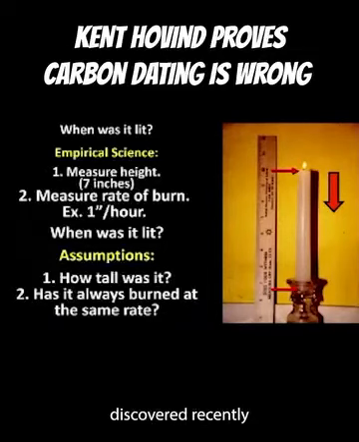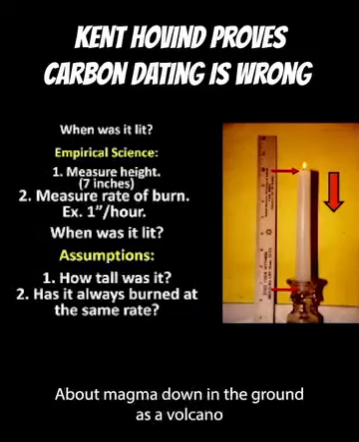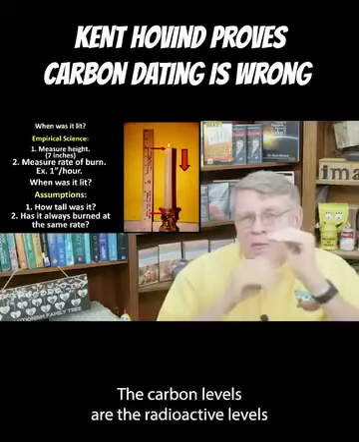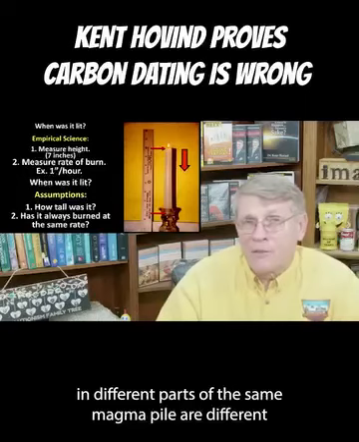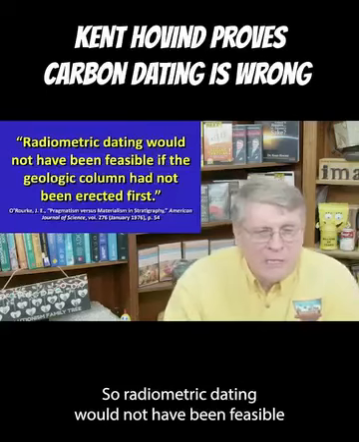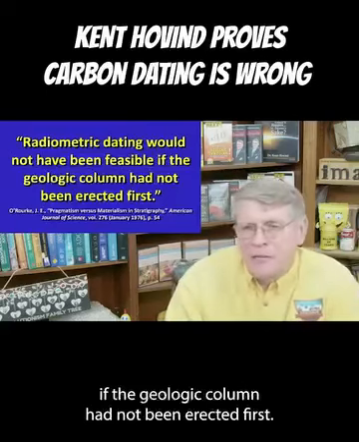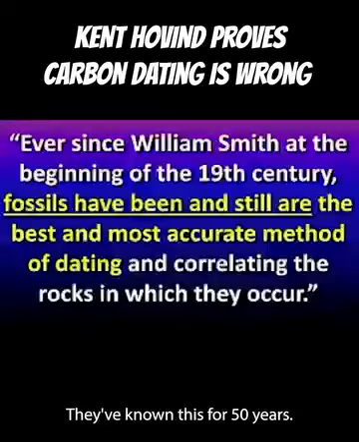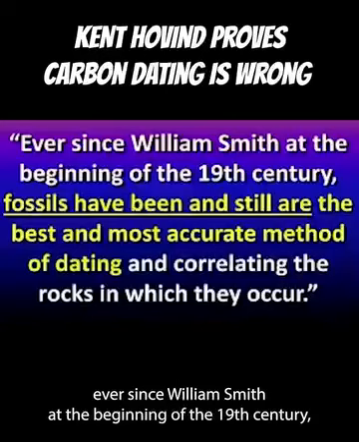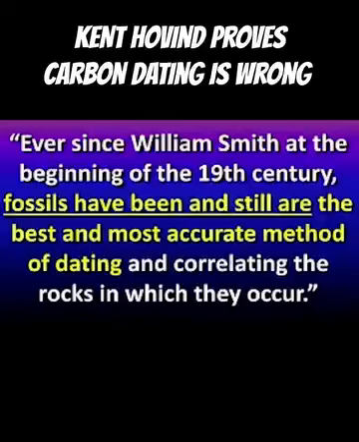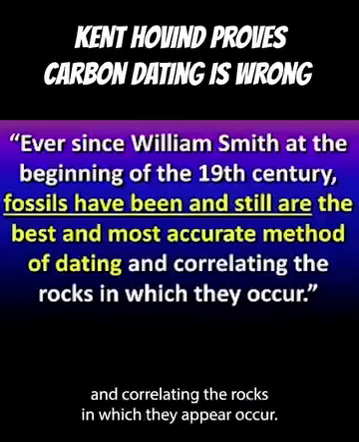They have now discovered recently, I'll show you articles in a minute if we get that far, about magma down in the ground. As a volcano gets ready to erupt, the magma comes up near the surface. The carbon levels or the radioactive levels in different parts of the same magma pile are different because of the heat and pressure. So radiometric dating would not have been feasible if the geologic column had not been erected first. They've known this for 50 years. Ever since William Smith at the beginning of the 19th century, fossils have been, and still are, the best and most accurate method of dating and correlating the rocks in which they occur.